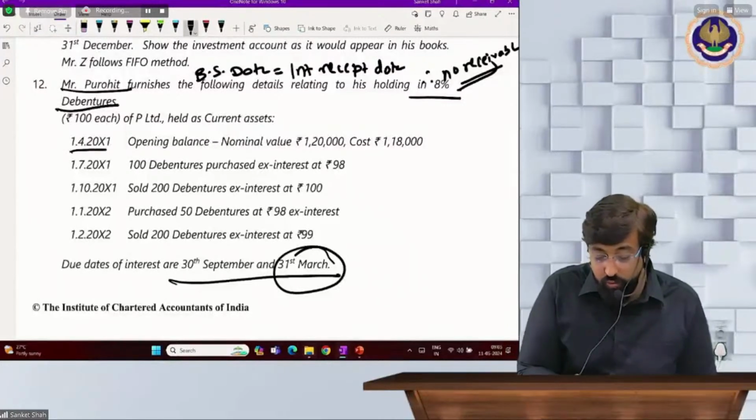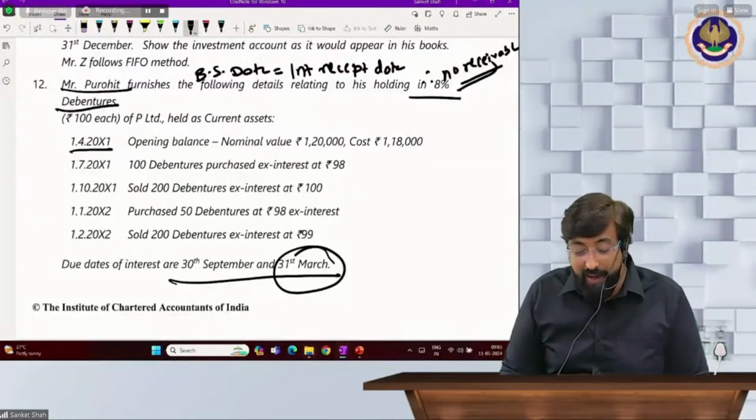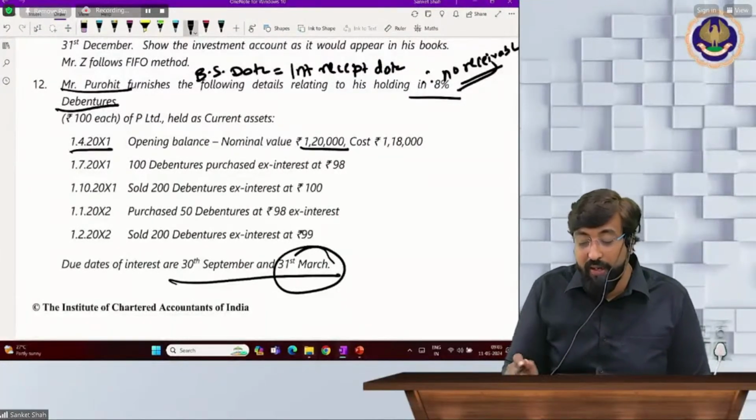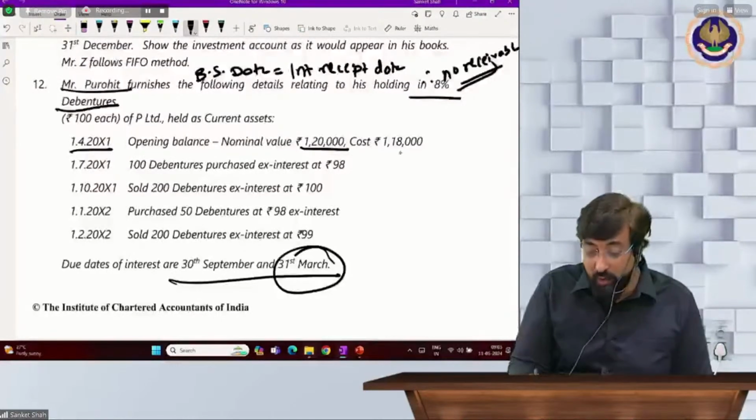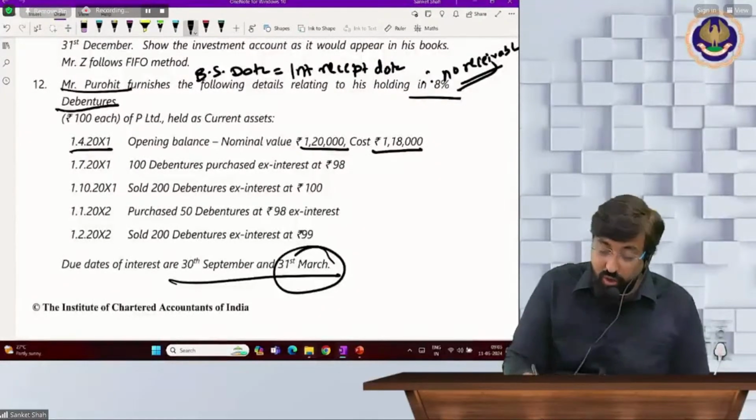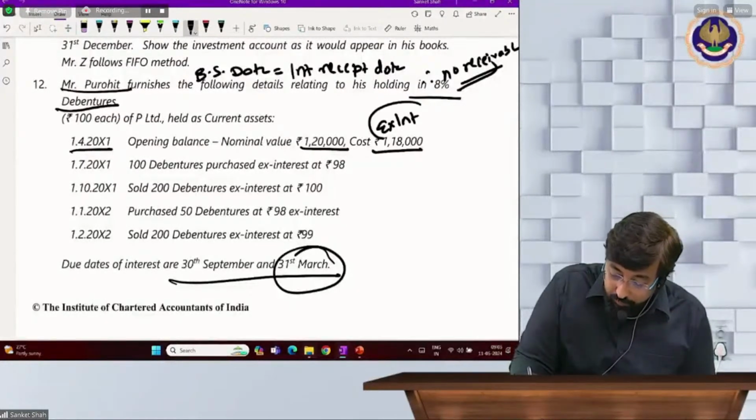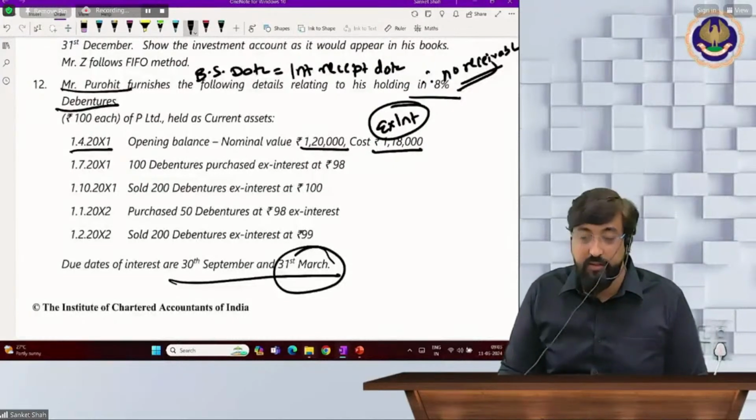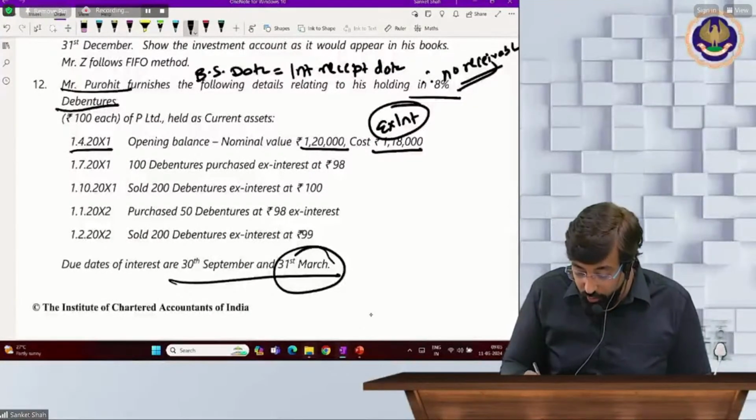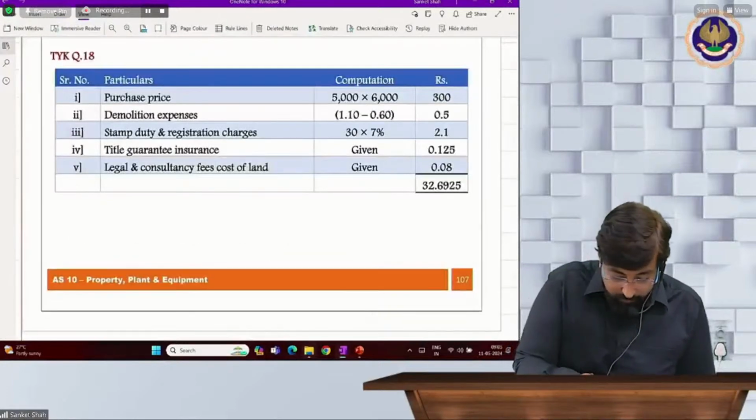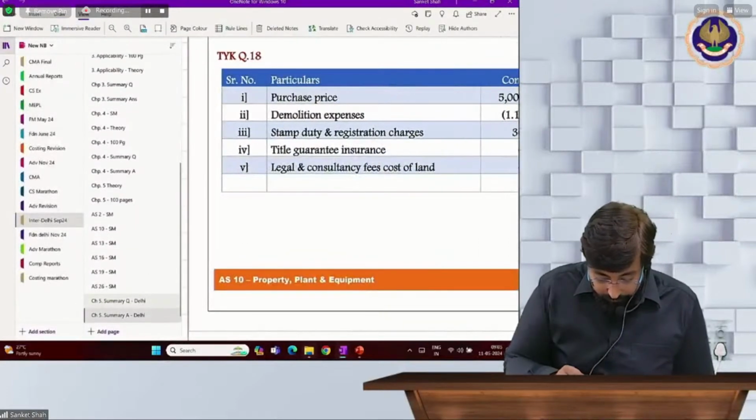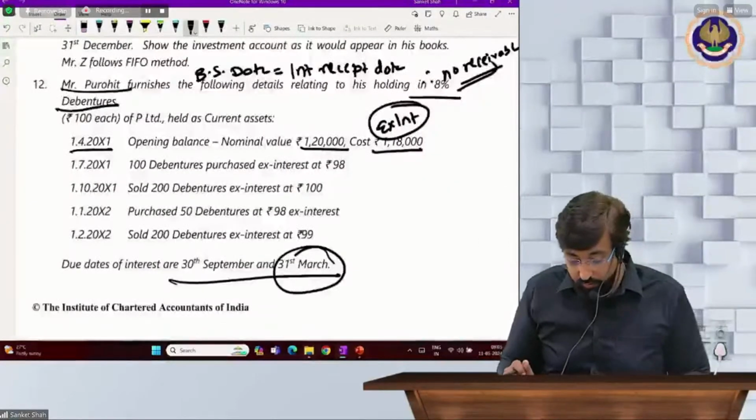Chalo, let's move to next concept. Opening balance is nominal value 1,20,000 and your cost is 1,18,000. Cost means ex interest. Yes. So opening balance. Now how I'm going to book this? Chalo, batao.